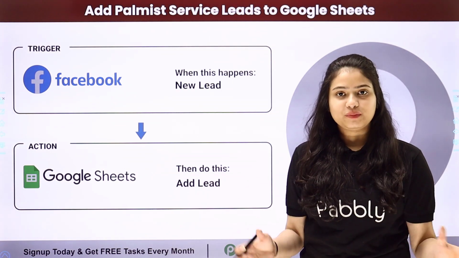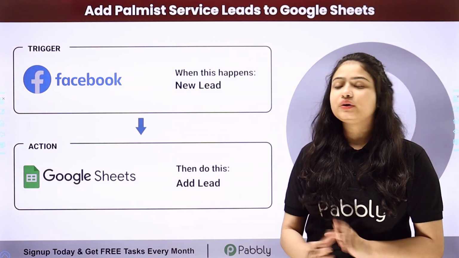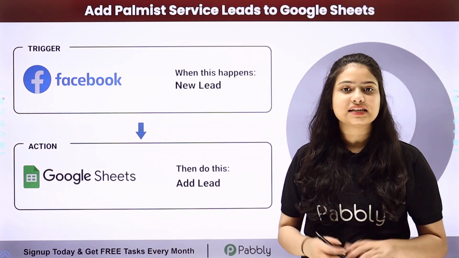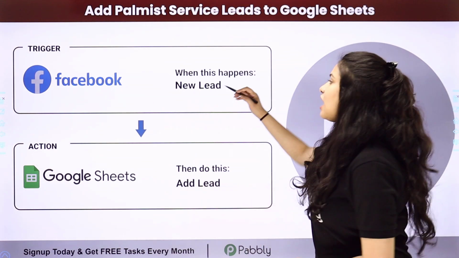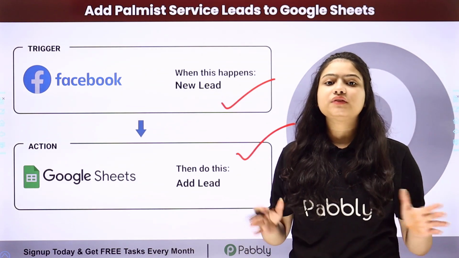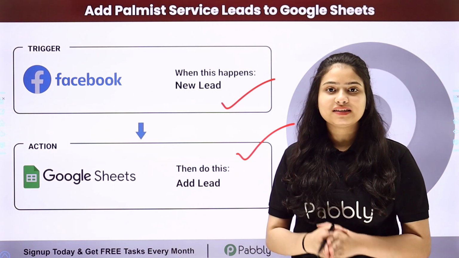So how are we going to automate this entire process? For this, we will have to integrate both these applications, and that we are going to do without any coding or programming skills with the help of Pabbly Connect. Now here we have Facebook lead ads in our trigger and Google Sheets in our action. So we are going to connect both of them by using Pabbly Connect in order to automate this entire process.